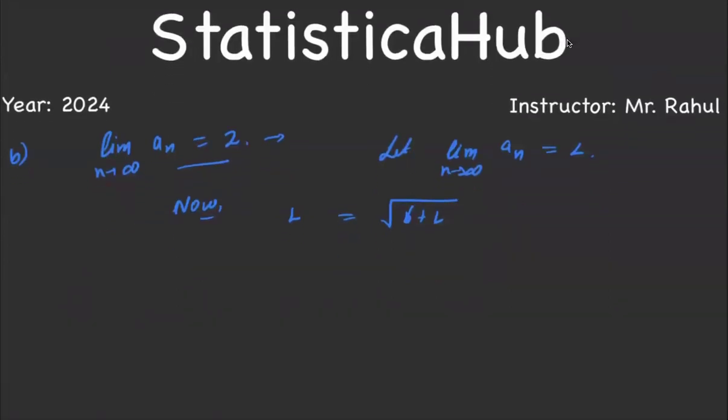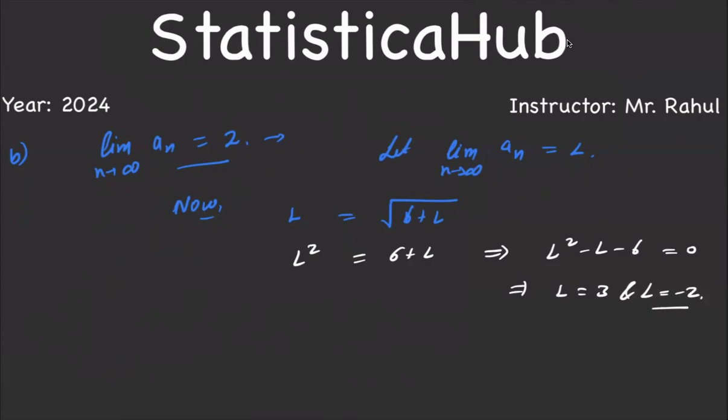Now, if you square both sides, I will get L square equal to 6 plus L. You solve it, so you are going to get L square minus L minus 6 equal to 0. Now, if you find the roots, they come out to be L equal to 3 and L equal to minus 2.